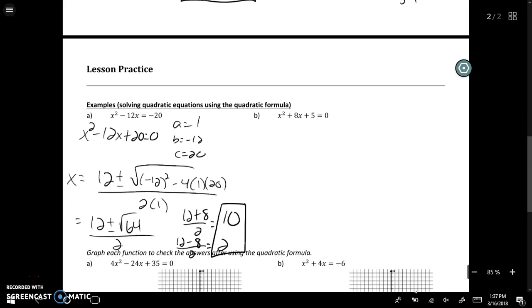I could have done that by factoring. I could have done that by completing the square. Okay? It all works out okay. You're going to get the exact same answer. It doesn't matter. Okay? I want you to go ahead and try this next one.